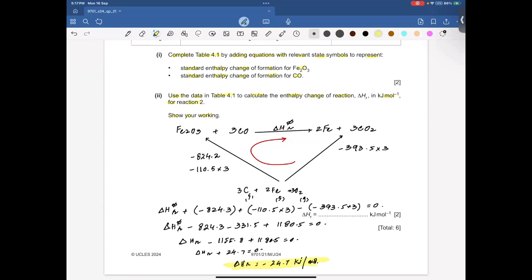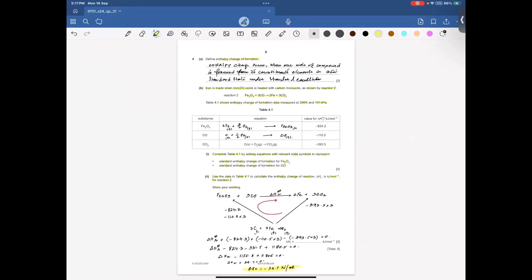Okay, I hope it makes sense to you. So my answer is exactly minus 24.7. Okay. So that's the end of question number 4. Let's move on to the next question.